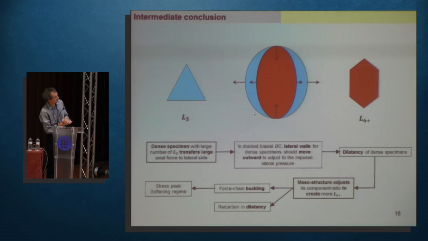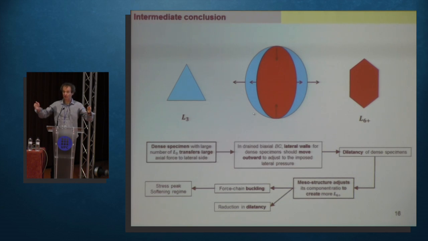You can observe on this slide the scheme we have in mind. This is a proposal, of course. This is what we are thinking. Imagine that initially you have a dense specimen. Dense specimen means that you have a great number of loops with 3 grains. So what happens? As soon as you apply an axial stress, the lateral force applied to the boundary walls is very important. But you have to adapt the displacement of the wall just to fit the lateral pressure. As a result, what happens?